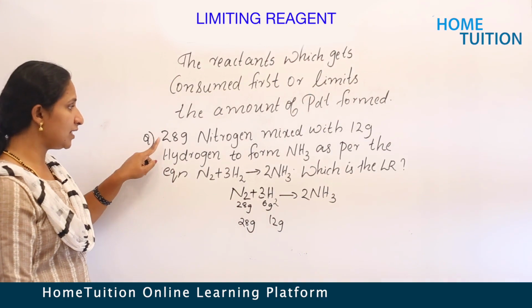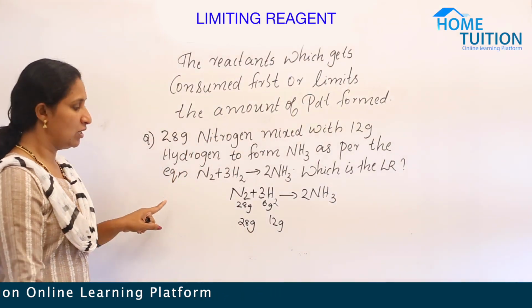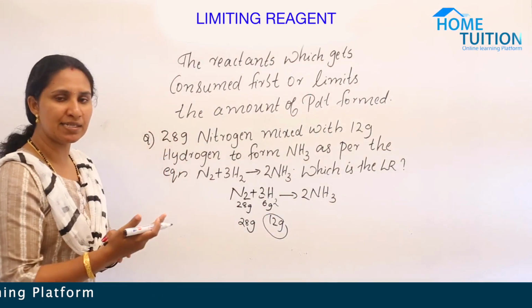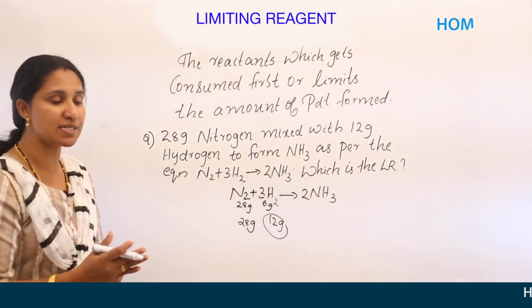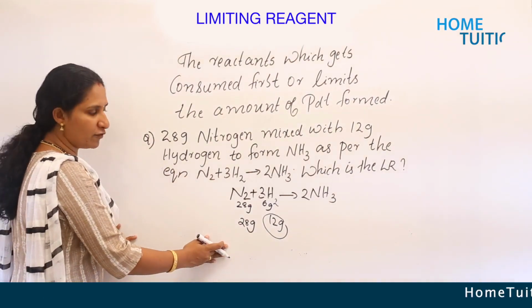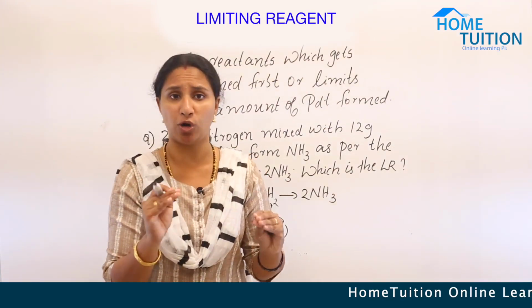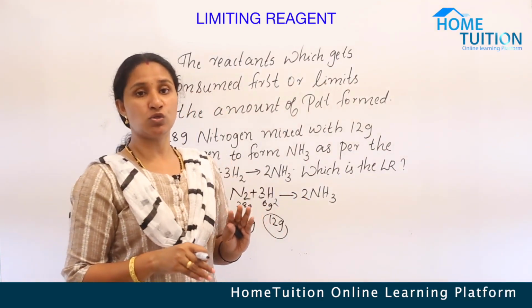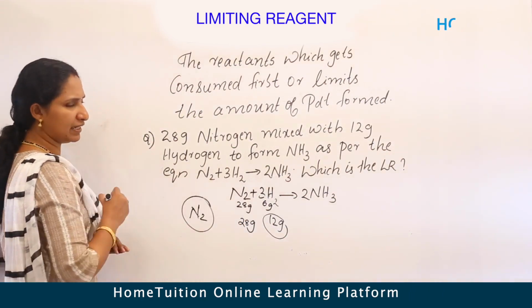As per the question, 28 gram nitrogen is mixed with 12 gram hydrogen. So here 12 gram hydrogen is there, which is excess. Yes, 6 gram hydrogen excess. So which is consumed first? Yes, nitrogen is consumed first, and on completing the amount of nitrogen, the reaction stops. Or we can say nitrogen limits the reaction. So here nitrogen, N2, is the limiting reagent.